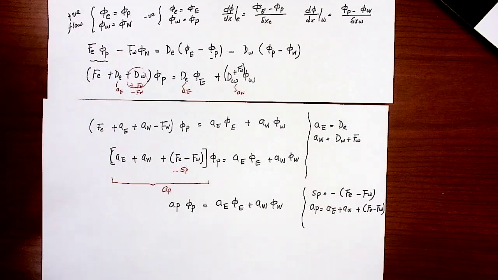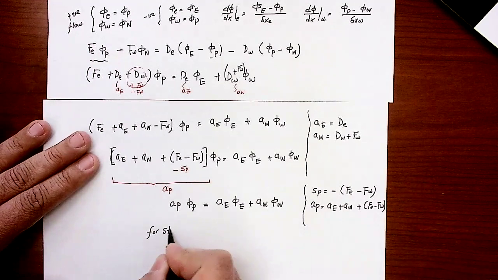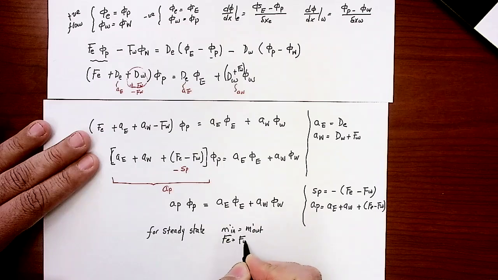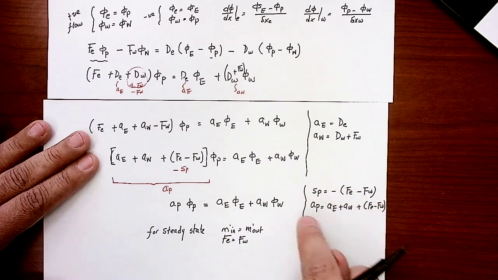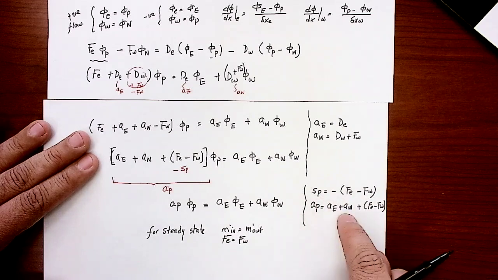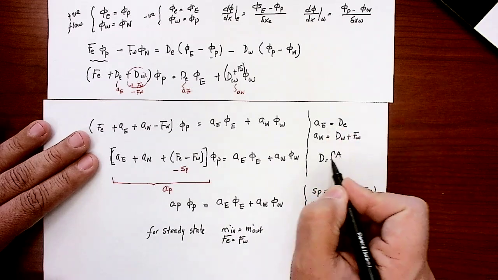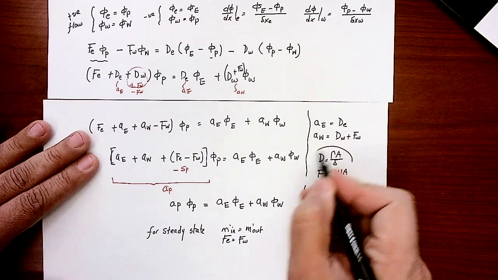Again, if we are solving for steady state, M dot in equals M dot out, which means that F east is equal to F west. So this term will actually cancel out. So I have SP equal to 0, and AP equal to A east plus A west. Remember, each one of these D is kappa A over delta x, and the F is rho U times A. Just keep that in mind.